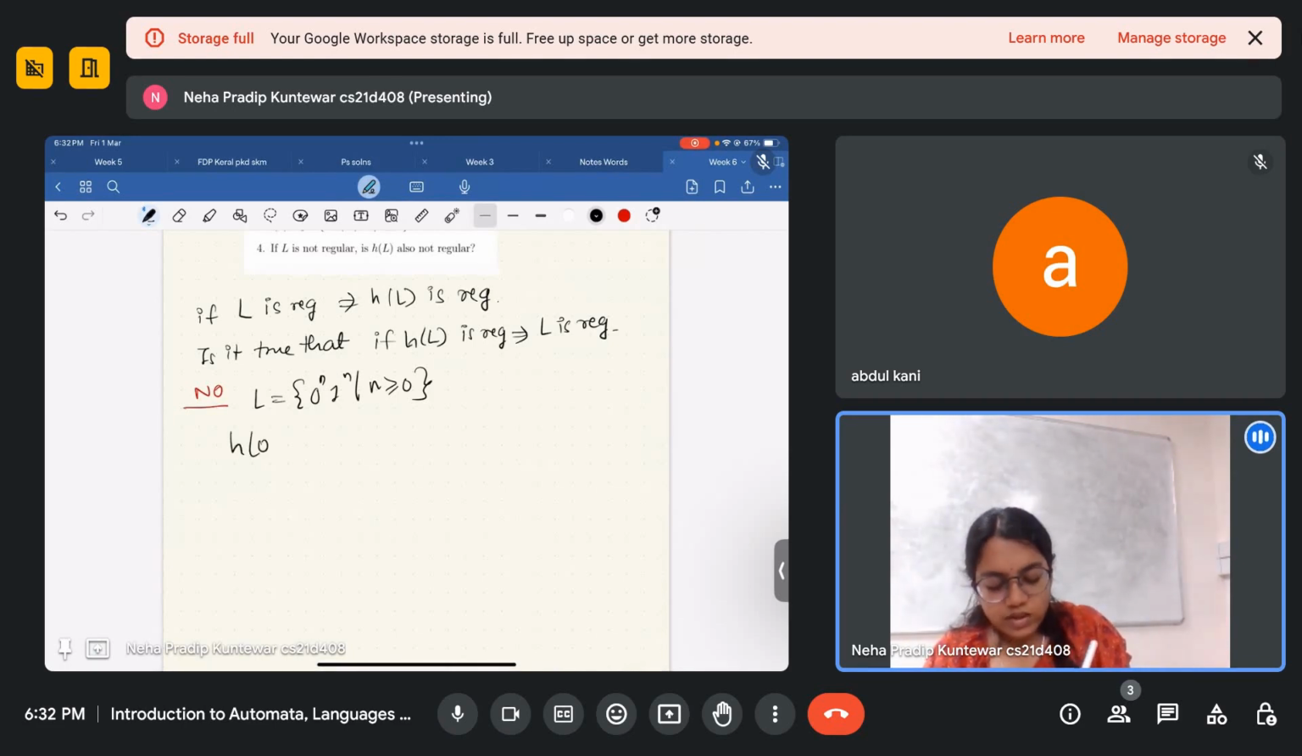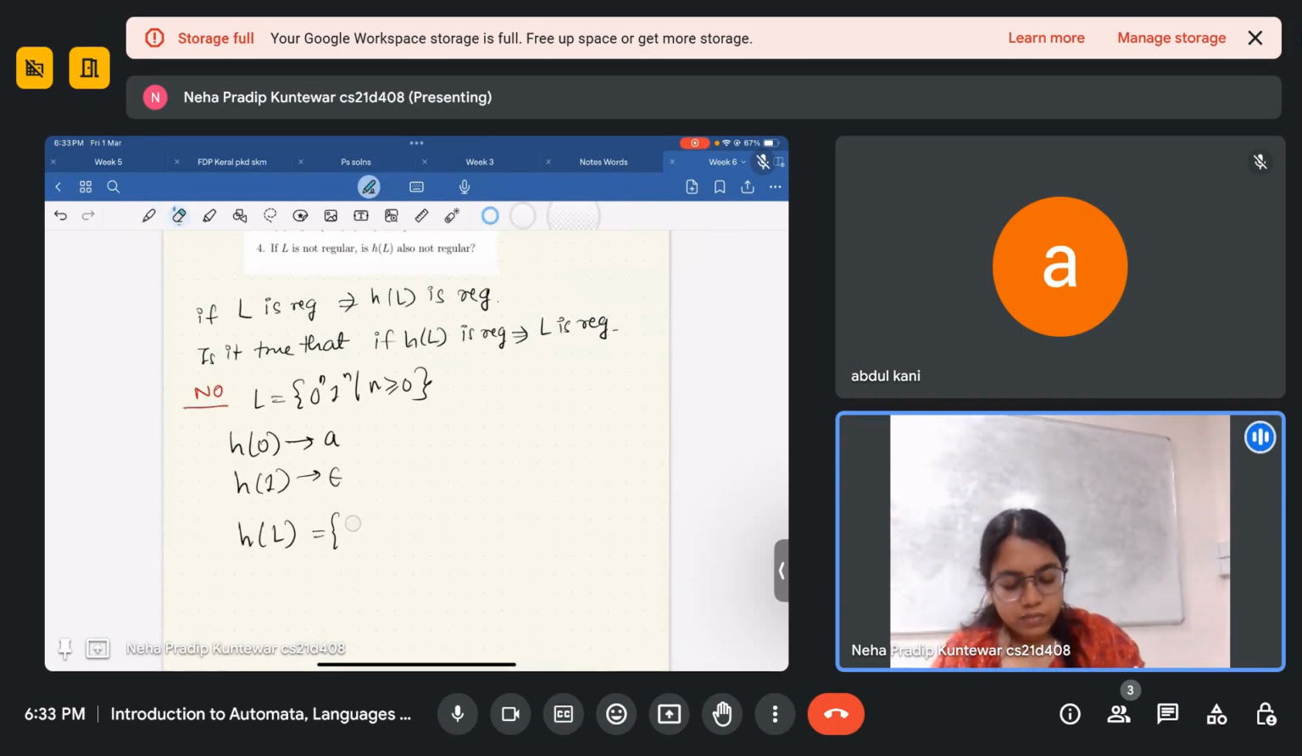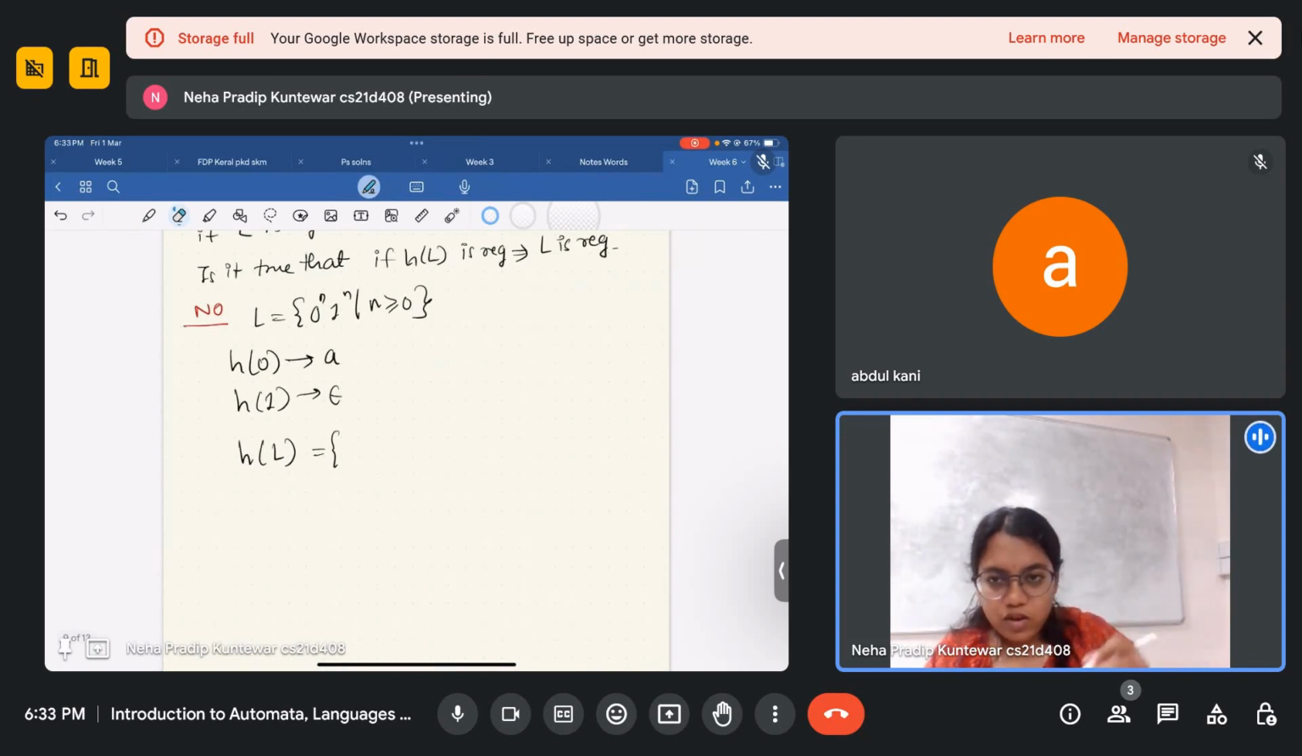So h of 0, let's say, maps to A, and h of 1 maps to epsilon. Okay, so what does h of L look like? h of L simply replaces, yeah. So let's write this down formally, because there are a lot of steps that we can skip, but just so that we use the properties that we saw in question 2, let's write it step by step.